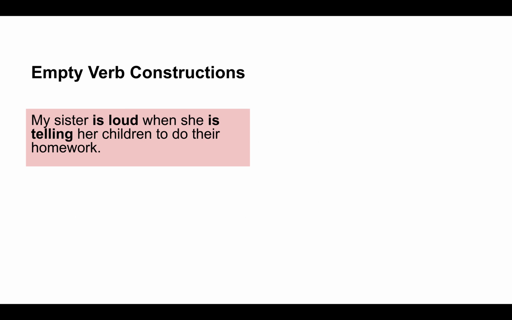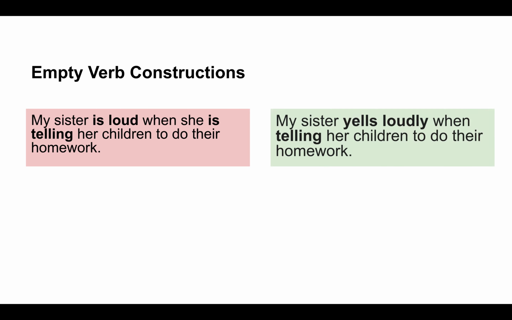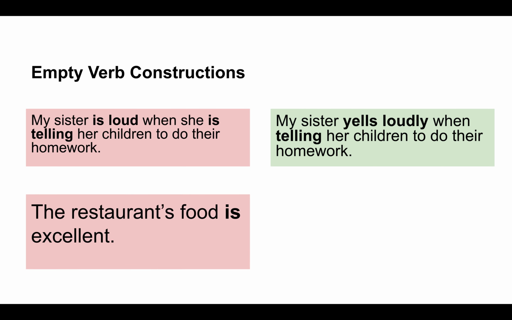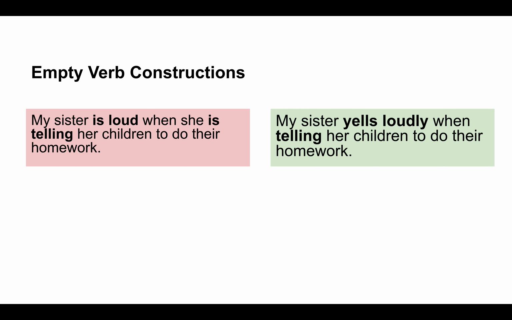Here are some other examples of empty verb constructions. My sister is loud when she is telling her children to do their homework. You can just tell that sounds a little wordy and it's a little bit tangly. Instead, my sister yells loudly when telling her children to do their homework. Just try to use the actual verbs instead of the be verb attached to the verb becomes a pronoun, right? It just becomes really tangly.